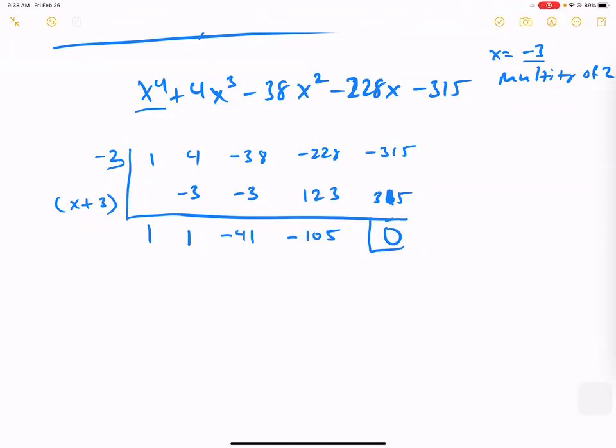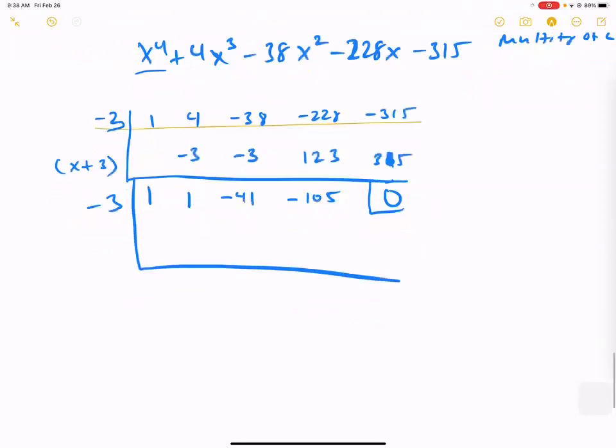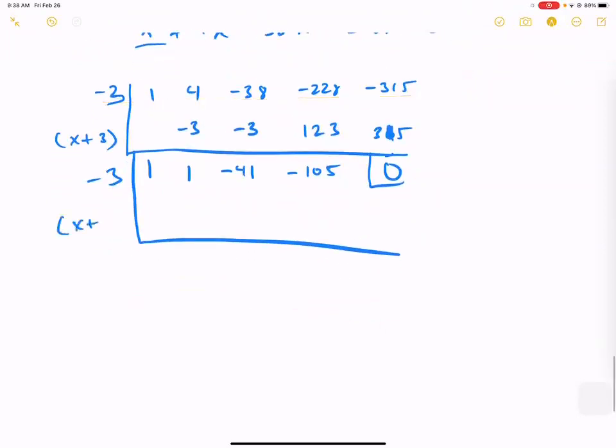Now, since we said the multiplicity was 2, that means the answer happens twice. So let's go again. Here we go. Write it again. Our factor again would be x plus 3. Turns out it happens twice. We're going to write this again. 1, negative 3, negative 2, positive 6, negative 35. And negative 35 times 3 is 105. Winner, winner, chicken dinner. Check that out, guys.